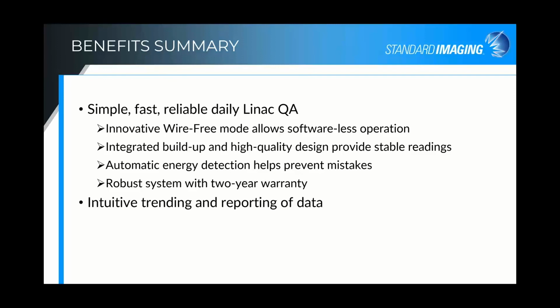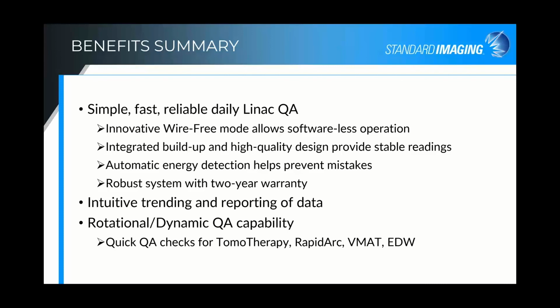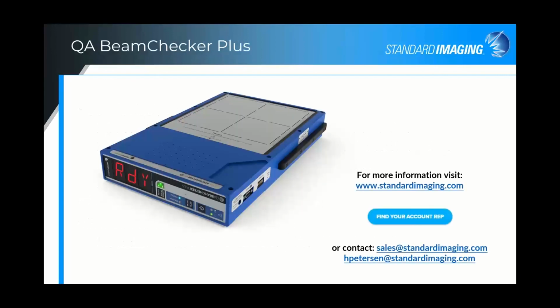Got that intuitive trending and reporting of data, as well as reports that can be printed out and saved to either PDF or hard copy. And you have the ability to do the rotational QA capabilities as well for RapidArc, VMAT, electronic dynamic wedges, tomotherapy, etc. So it's a very wide-ranging machine that can do quite a bit. So that's kind of what I wanted to go over today as far as the BeamChecker Plus goes.